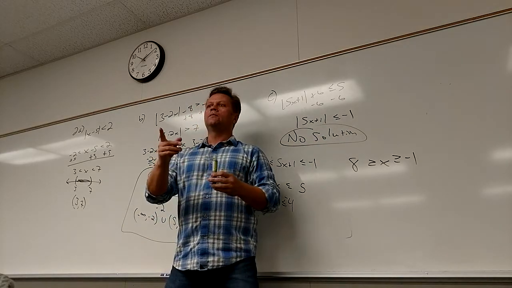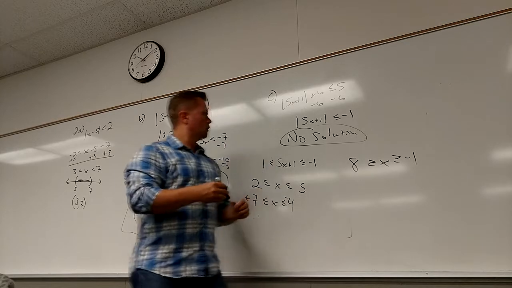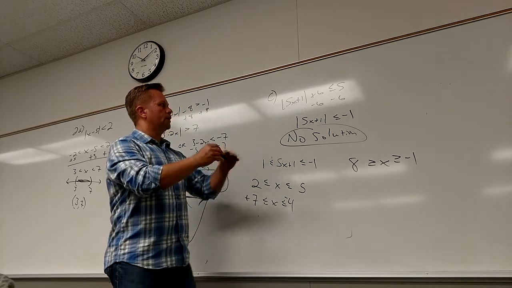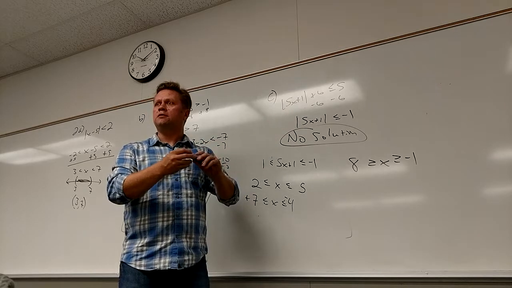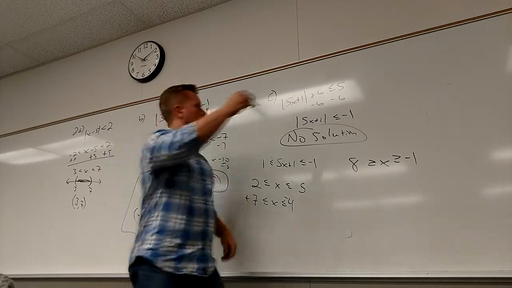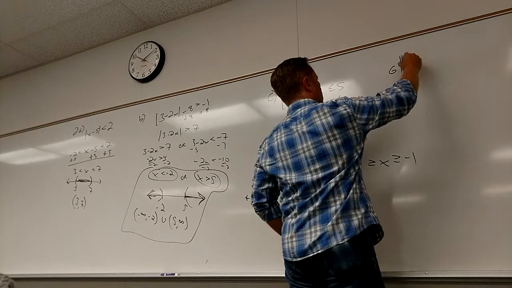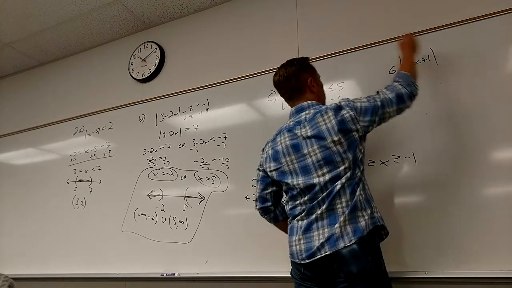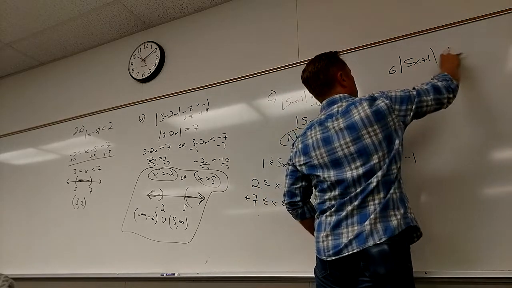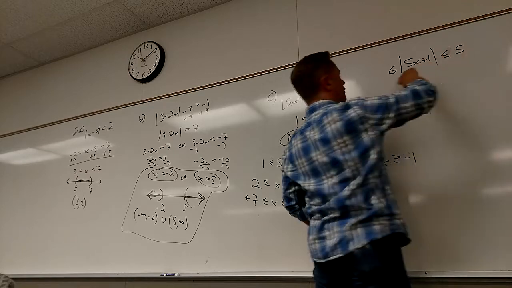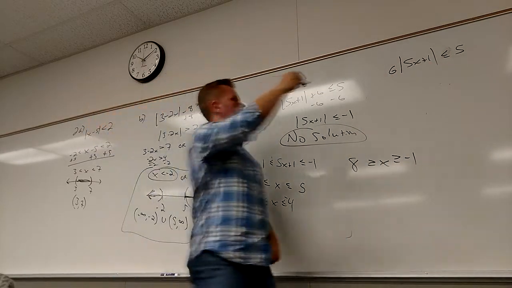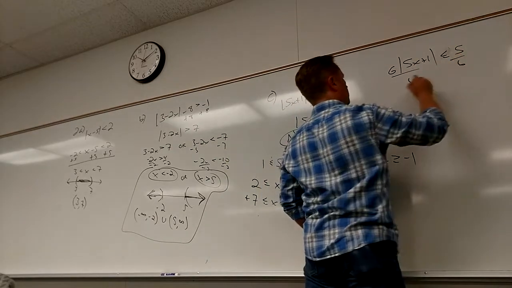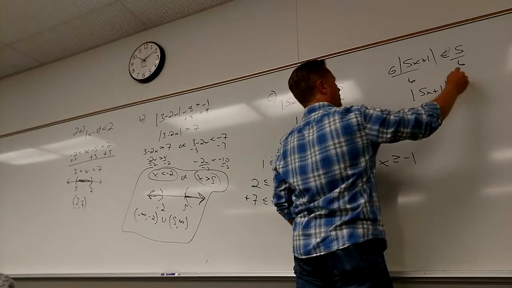What if 6 was in front of 5x plus 1? It's 6 and then times that. So instead of adding, you're multiplying. So why would this be okay? Because what would be the first step? Divide by 6. So 5x plus 1 less or equal to 5, 6.